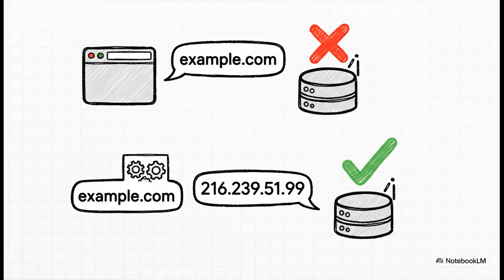See, computers don't speak English. They speak in numbers. Every single device hooked up to the internet has a unique numerical label called an IP address. It looks something like this. 216.239.51.99. Yeah, not exactly something you'd put on a billboard, is it?